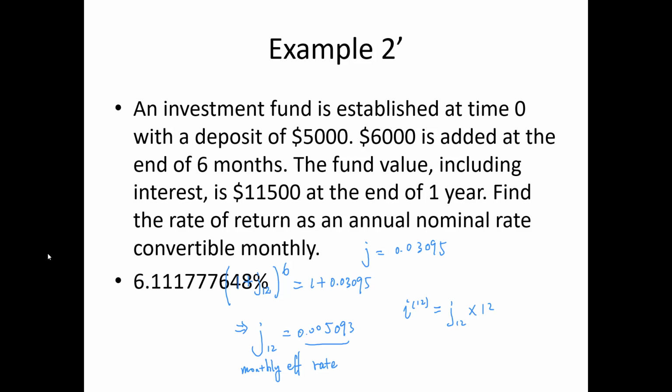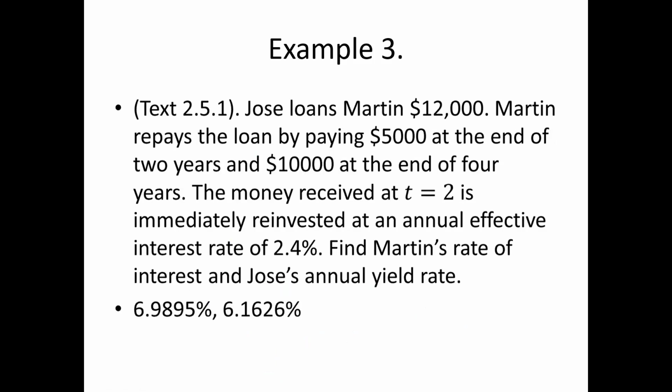All right. That's this example. And do we have another example? Yes, we do. It's from the textbook. Oh, this is kind of an interesting problem. Jose loans Martin $12,000. Martin repays the loan by paying $5,000 at the end of 2 years and $10,000 at the end of 4 years. The money received by Jose at time t equal to 2 is immediately reinvested at an annual effective interest rate of 2.4. Find Martin's rate of interest and Jose's annual yield rate. So we're looking for two annual rates.